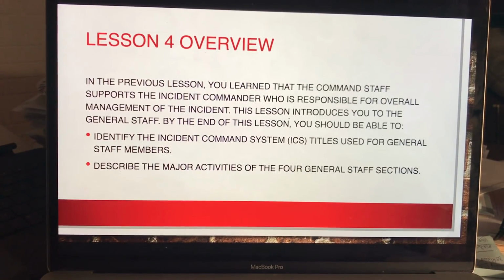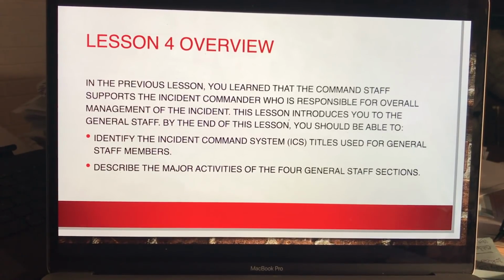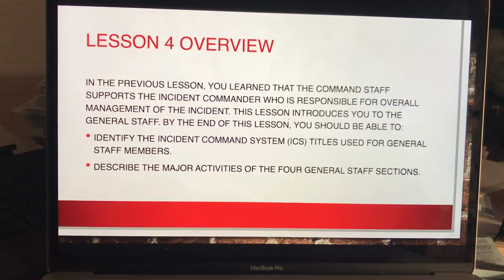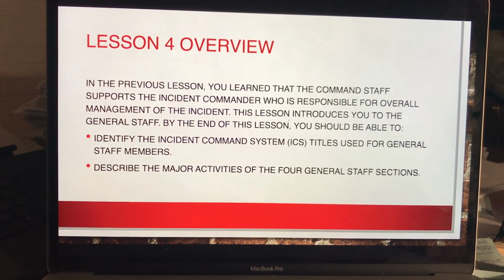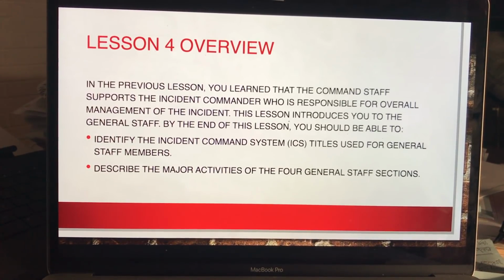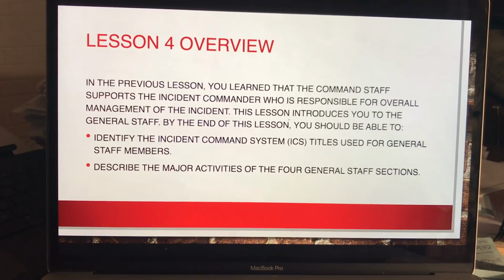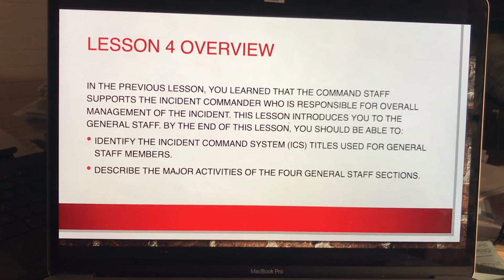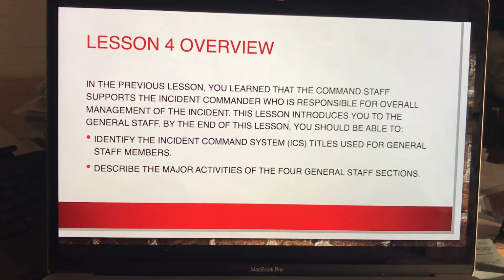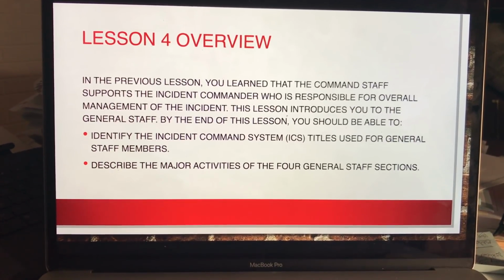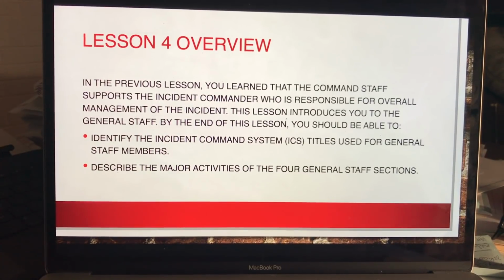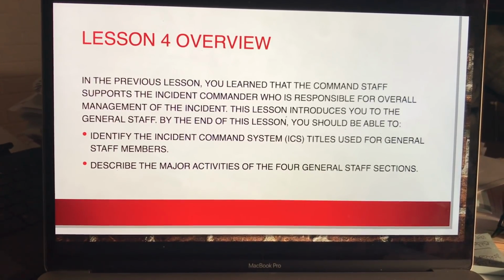Lesson 4, Overview. In the previous lesson, you learned that the command staff supports the incident commander, who is responsible for overall management of the incident. This lesson introduces you to the general staff. By the end of the lesson, you should be able to identify the incident command system titles used for general staff members and describe the major activities of the 4 general staff sections.